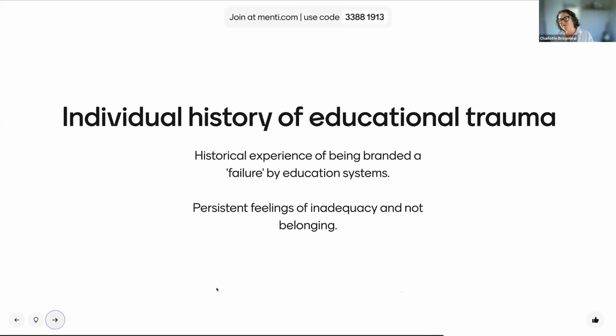And then finally, a big theme that ran through all the themes was the recognition of individual history of educational trauma. HDR students typically have a whole history of being branded a failure by the various education systems they've been part of, from primary school through secondary school, undergraduate, and now in HDR study. So it's that branding of failure, and the trauma invoked by that identity that's crafted for them as opposed to by them. It perpetuates those feelings of inadequacy and that sense of not belonging.